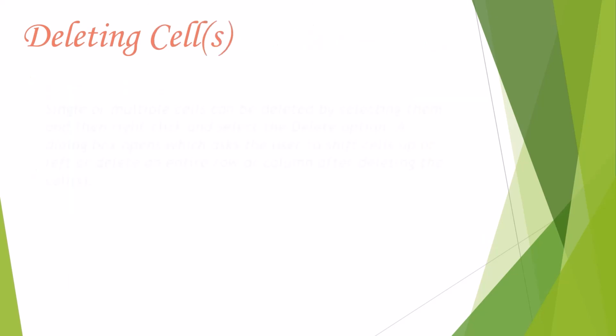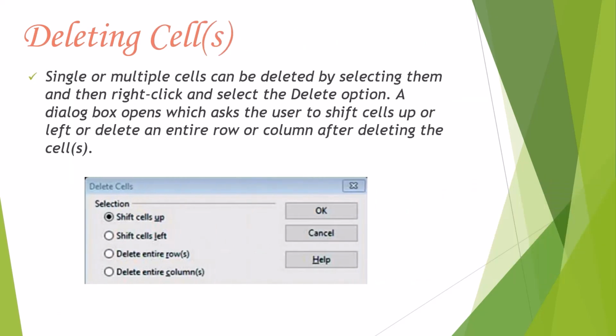Now, suppose you want to delete a complete cell or multiple cells, then what will you do? You will simply select those cells and then you will right click and choose the delete option. When you choose this, then a dialog box will open up as you can see in the image and you will be displayed with these options. Shift cells up, left, delete entire rows or columns. So whichever option is suitable for you, you can select it and then press OK and the cells will be deleted.